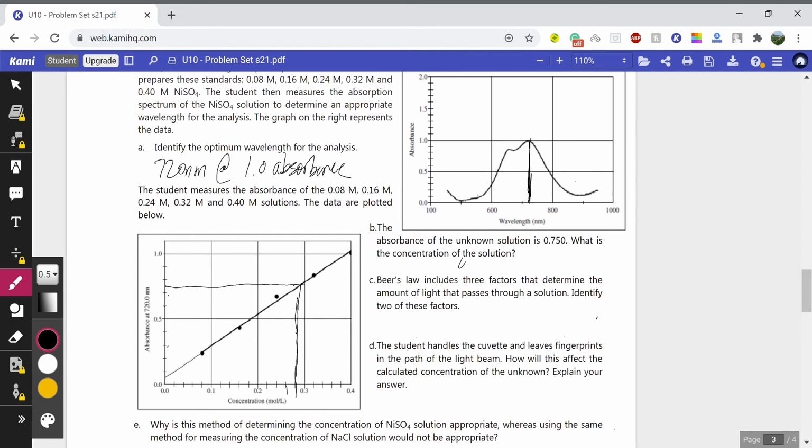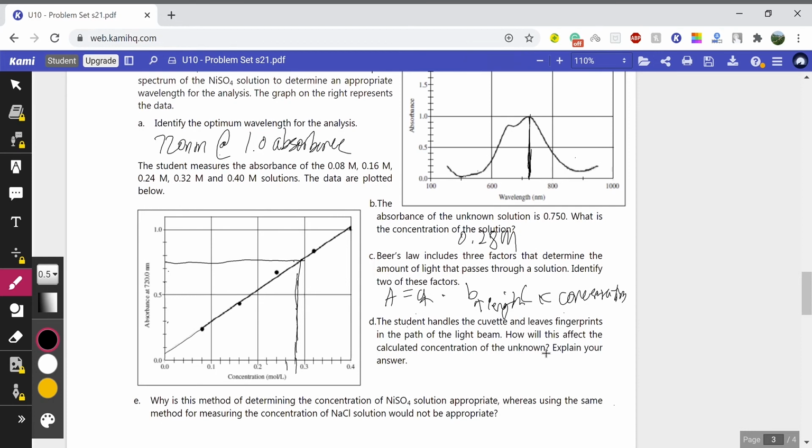About 0.28 molar. Beer's law includes three factors, and it is big A equals little a times B times C. C is concentration, B is length of the cuvette, and A is the molar absorptivity coefficient.